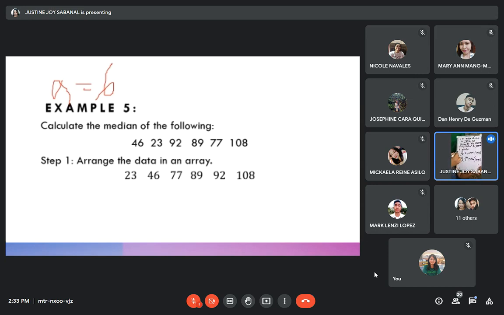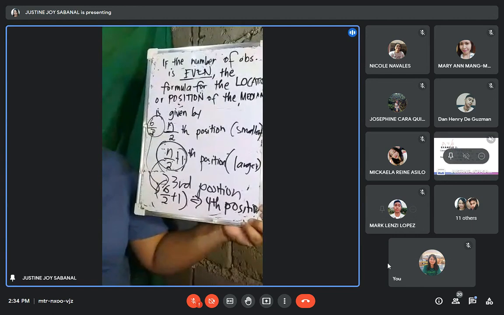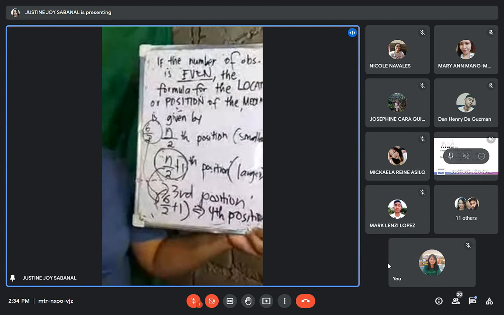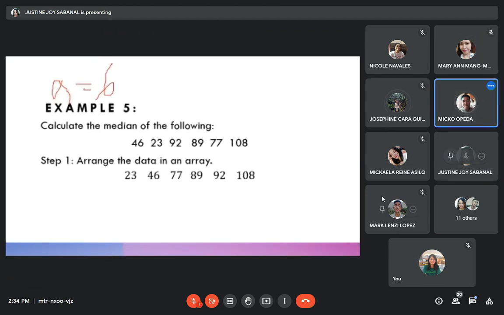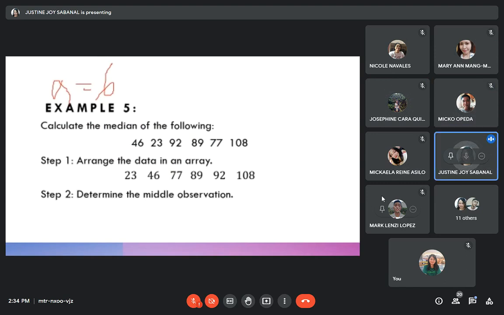For n over 2, this is 6 divided by 2. Kailangan nating hanapin yung nasa third position. Ito yung smaller value. Ito naman po, we have n over 2 plus 1, so 6 over 2 plus 1. Ang hahanapin naman natin ay nasa fourth position. Ano yung value doon sa ating dataset na nag-fall under third and fourth position po? 77 and 89. Thank you. So, we have 77 and 89.